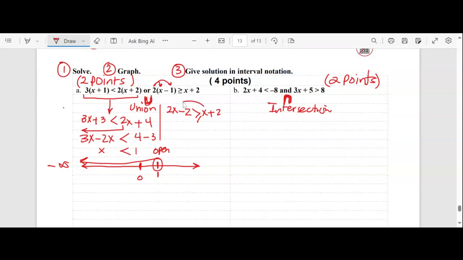Now I move the small one to the left side. So you're going to get 2x minus x greater than or equal to 2 plus 2. So that gives you x greater than or equal to 4. Okay?